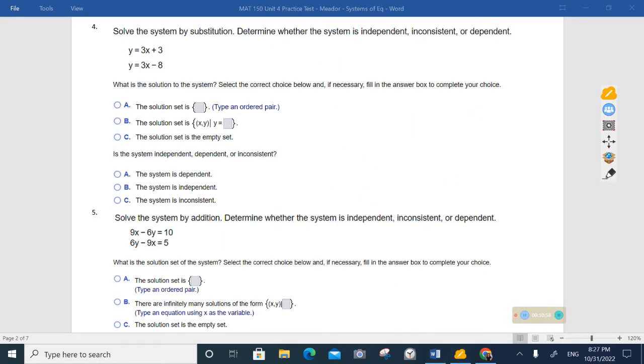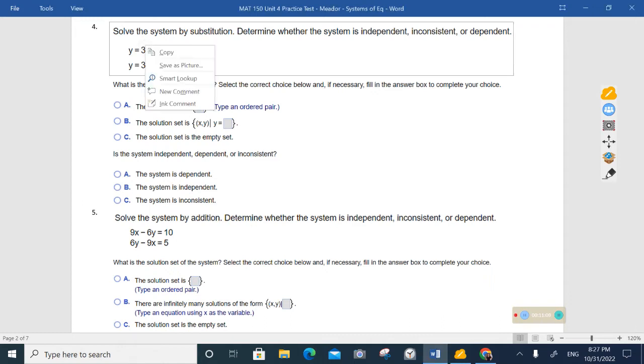Okay, question number 4 says solve by substitution, determine whether the system is independent, inconsistent, or dependent. Well, the first thing I noticed is they're both in y equals mx plus b form. And they have the same slope.